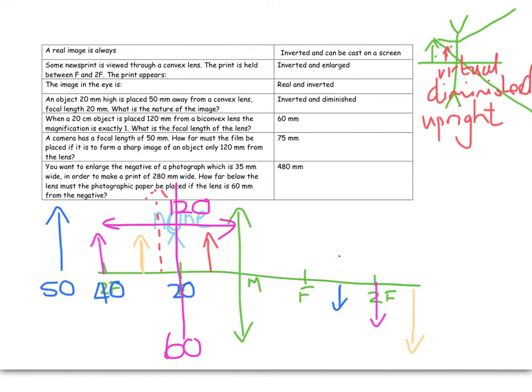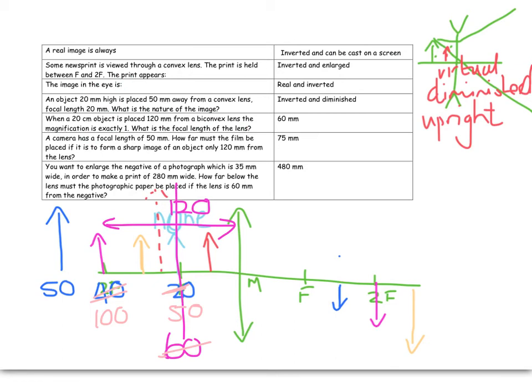A camera has a focal length of 50 millimeters. How far must the film be placed to form a sharp image if the object is only 120 millimeters from the lens? So we know that we've got a focal length. Let's try a different color here. Okay, so my focal length in this story, I'm told, is 50. So that's 50. That means this is 100.